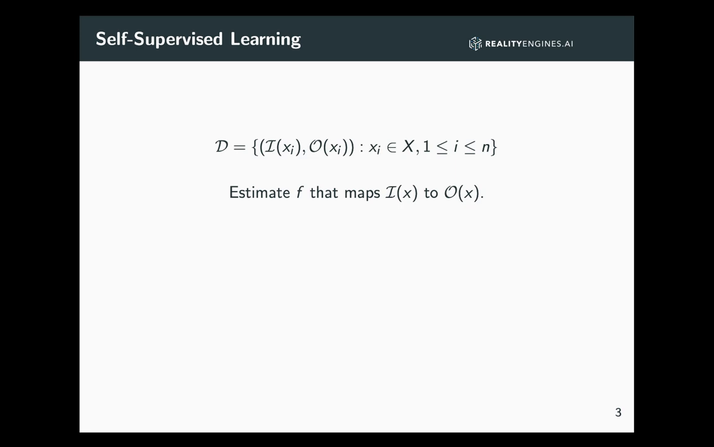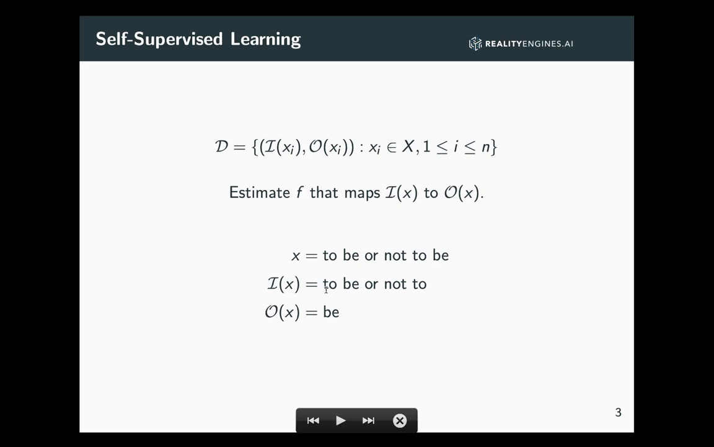So what is an example of an input or output mapping? Well, let's just say we have a sequence of words, okay, and we just want to predict the last word in that sentence. So in this case, the input will be a sequence of all but the last word, and then the output will be the last word. So we just want to find a function f that maps this partial sequence to the last word in this sequence. And we'll cover a couple more examples, just for concreteness.